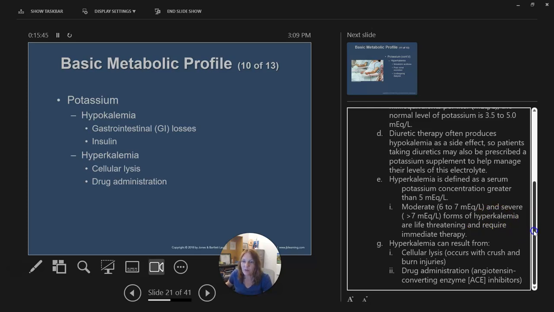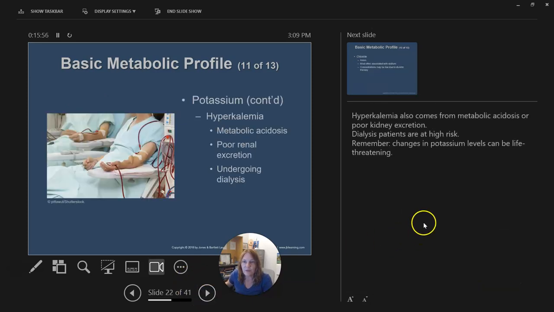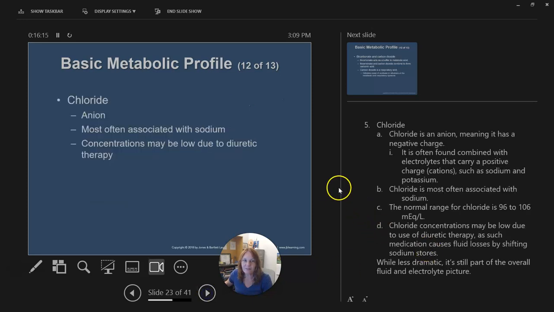Hyper-K can result from cellular lysis, such as with our crush or burn injuries, or it could be because of drug administration, such as our ACE inhibitors. Hyper-K also comes from metabolic acidosis or poor kidney excretion. Our dialysis patients are at high risk. I'm sure you all have transported the dialysis patient that has hyper-K. Remember, changes in potassium levels, even a little bit, can be life-threatening for our patients.